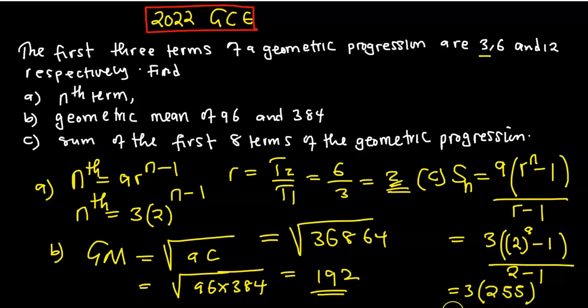It has given me 255. So now 255 multiplied by 3. It's giving me 765. So this is the sum of the first 8 terms of the geometric progression. So that is how you basically answer this question.